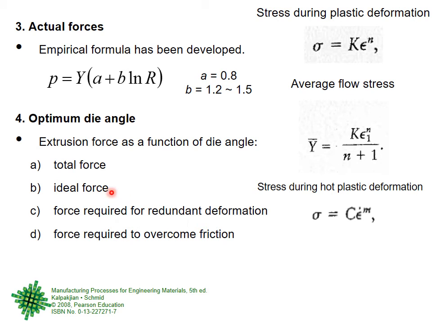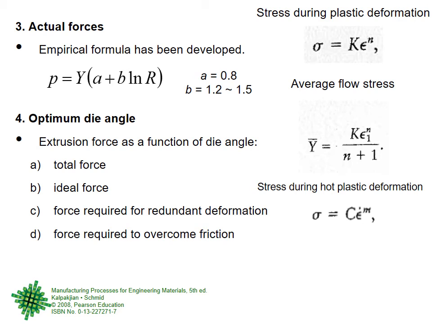I am not showing you all the equations, just to, in the book they are all there. There is an ideal force, then there is a force required for redundant deformation. It is the force required to deform the material. And then there is the force required to overcome the friction. If you add all of these, then you get the total force. So when you plot the total force against the die cone angle, then you will see that there is a minimum. We will show you later on.